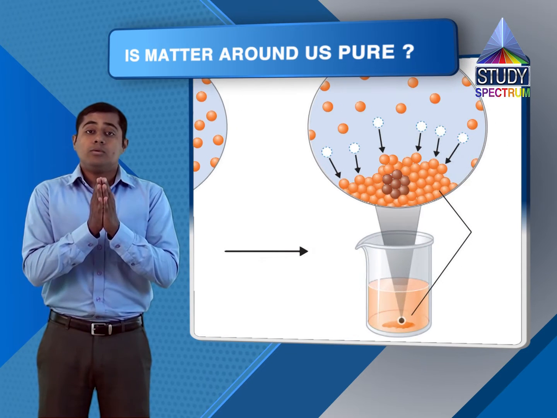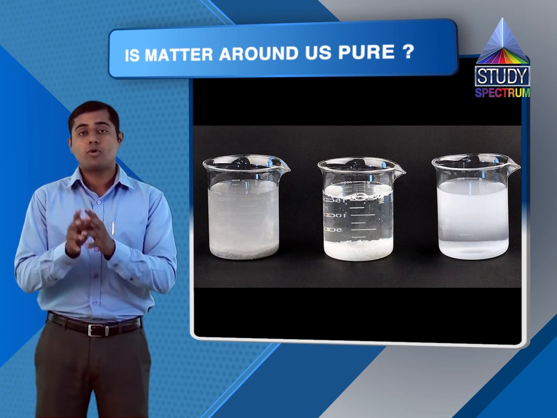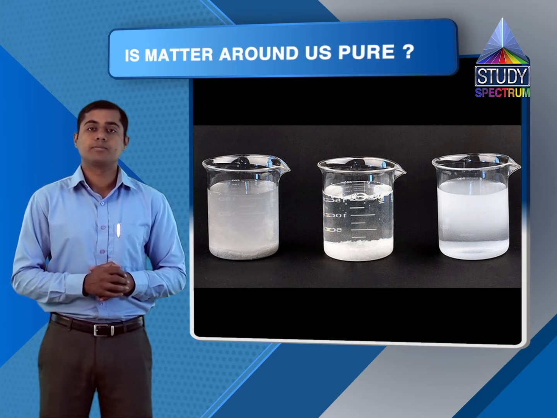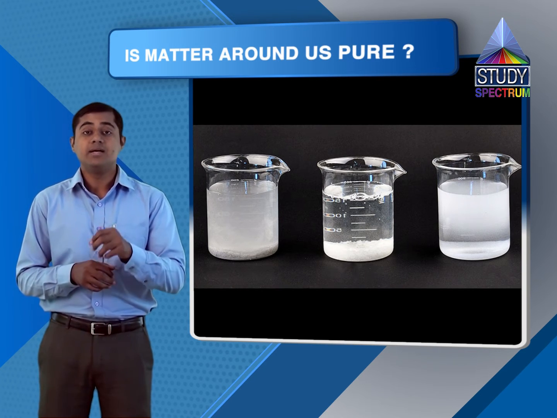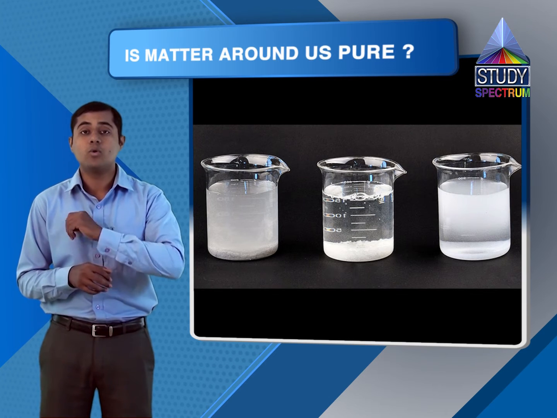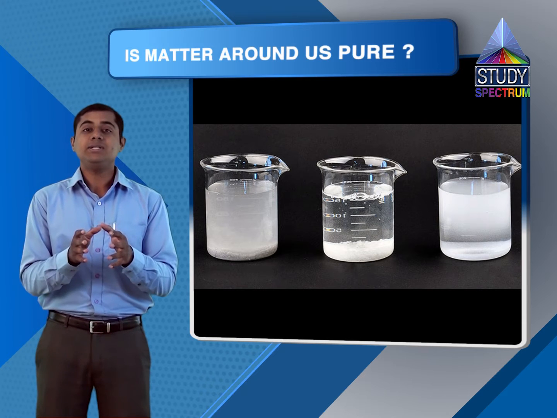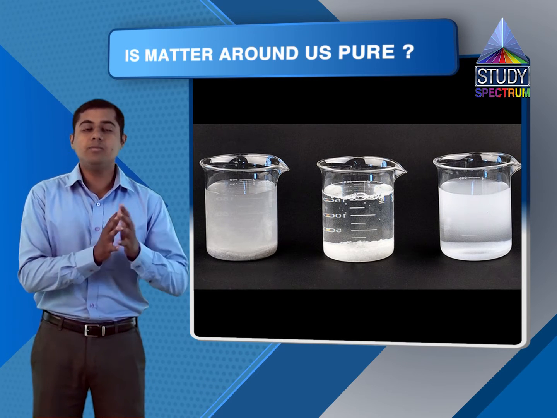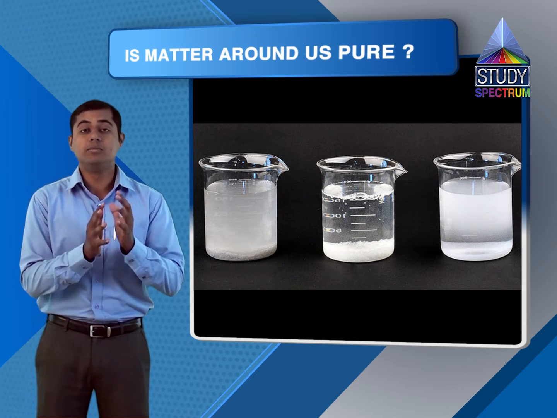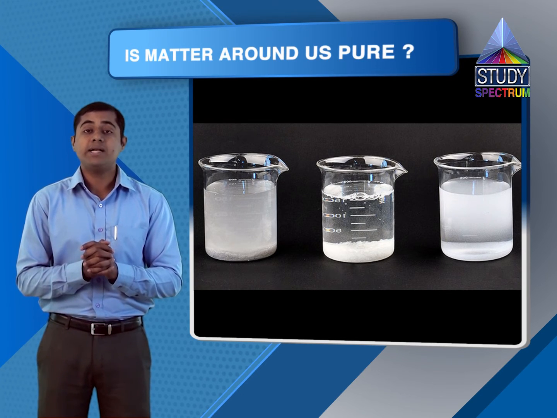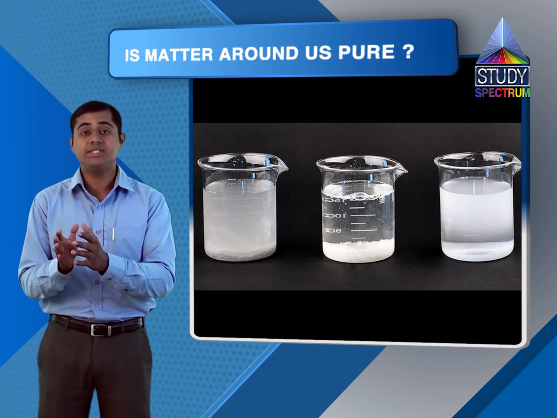Now, let's leave that suspension for quite some time undisturbed. After some time, what do we get? We can see the particles are settled down at the bottom of the suspension. That means suspension is not a stable mixture. Actually, suspension is always an unstable mixture because particles do not remain suspended for a prolonged time if that suspension is left undisturbed.